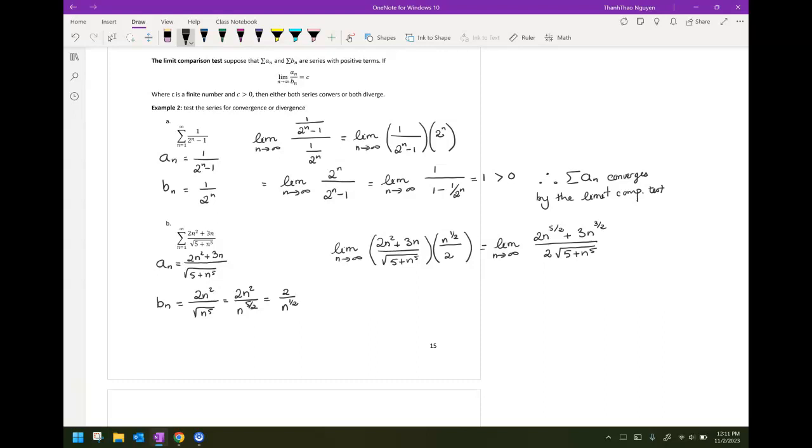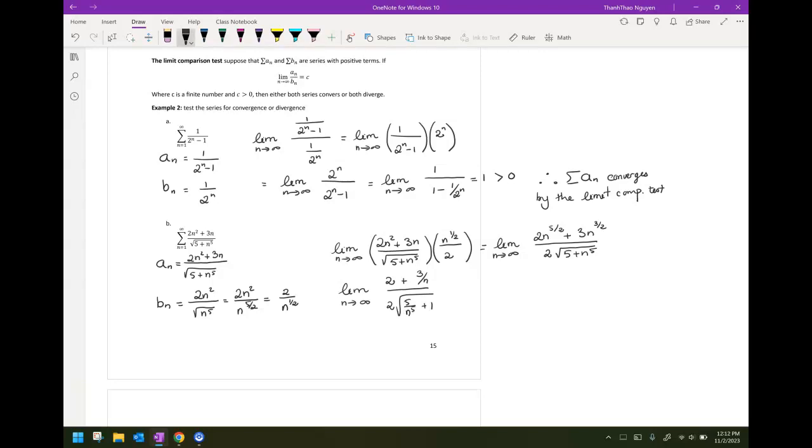So I go ahead and divide both the numerator and denominator by n to the exponent 5/2. Then I get 2 plus 3 over n divided by 2 times the square root of 5 divided by n to the 5/2 plus 1, because when I bring it inside the square root, this is n to the 5th.